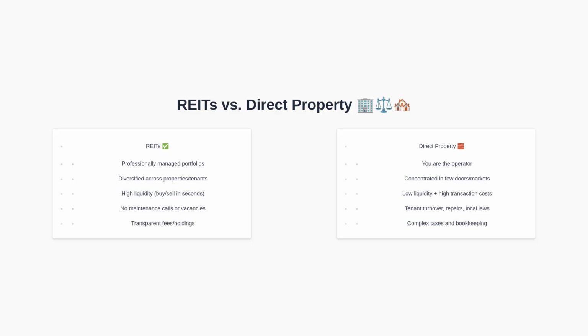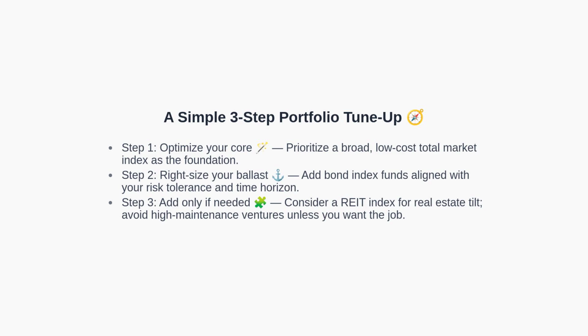Moving forward, we will outline a simple process to tune up your allocation. Here is a straightforward three-step process. First, optimize your core by prioritizing a broad, low-cost total market index fund as the foundation of your portfolio. Second, right-size your ballast by adding bond index funds that match your risk tolerance and time horizon. Third, add only what is required by considering a REITs index fund if you want additional real estate exposure. Importantly, avoid high-maintenance ventures unless you are intentionally pursuing an operating business.